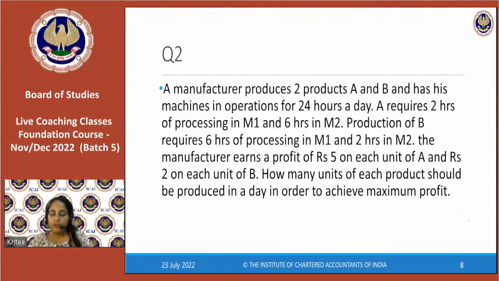A manufacturer produces two products, A and B, and his machines in operations are for 24 hours a day. A requires 2 hours of processing in machine 1 and 6 hours in machine 2. Production of B requires 6 hours of processing in machine 1 and 2 hours in machine 2. The manufacturer earns a profit of 5 on each unit of A and 2 on each unit of B. How many units of each product should be produced in a day in order to achieve maximum profit?